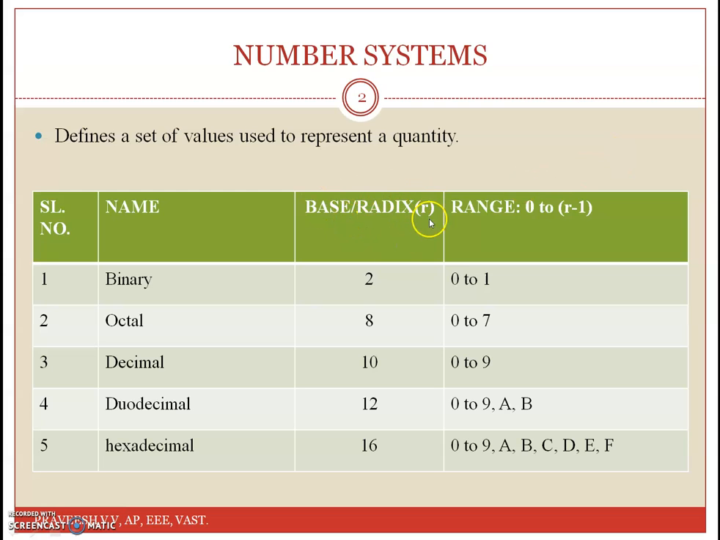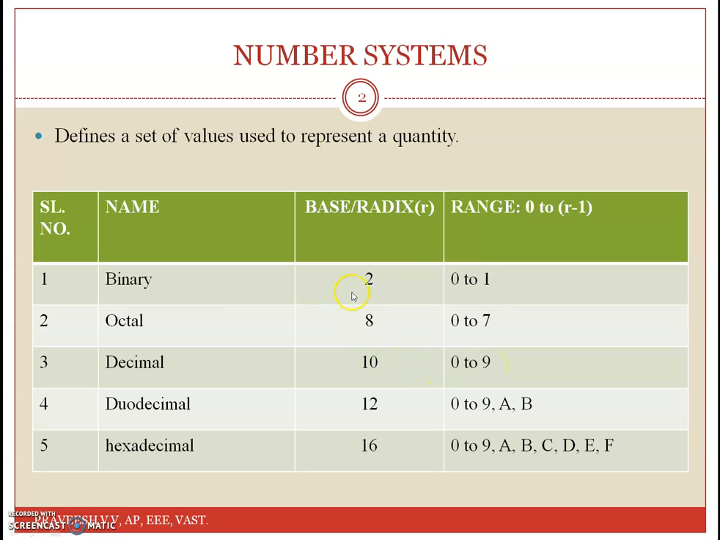So the classification is based on this base or radix, which is represented by R. In the case of binary, the radix or base is 2. For octal it is 8, decimal 10, duodecimal 12, and hexadecimal 16. The basic number system that we are following is decimal, which has a radix of 10. That means it has a range of 0 to r minus 1. Here r is 10, so it will have a range from 0 to 9. That is the basic number system we are using.